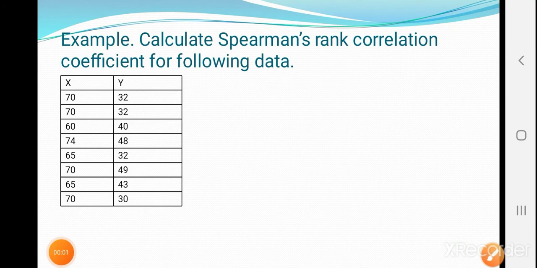Let's see another example. Calculate the Spearman's rank correlation coefficient for the following data. The data we are given are the x along with their y values. Here the x values are 70, 70, 60, 74, 65, 70, 65 and last is 70. And the y values are 32, 32, 40, 48, 32, 49, 43 and last is 30.